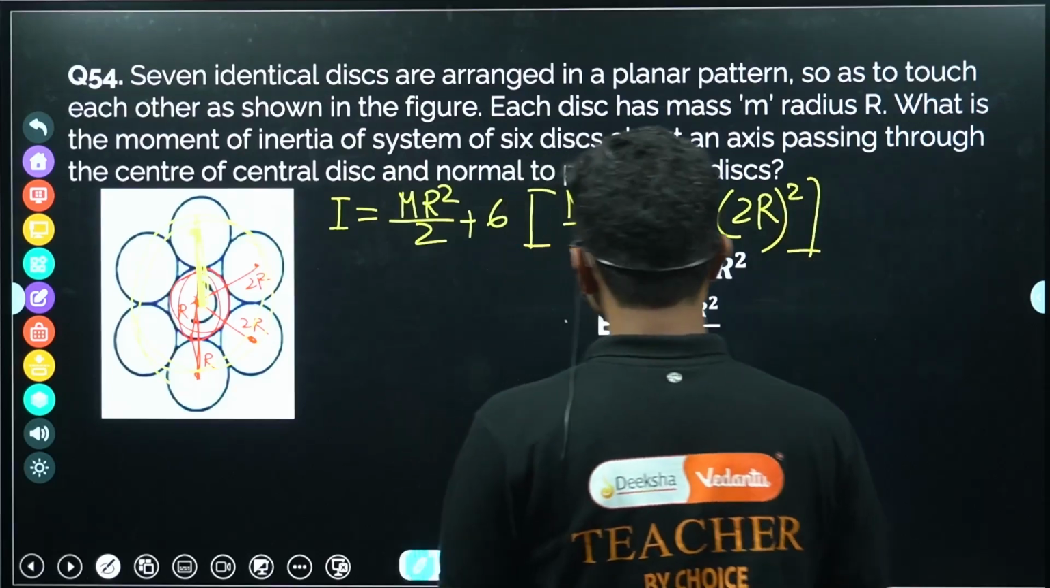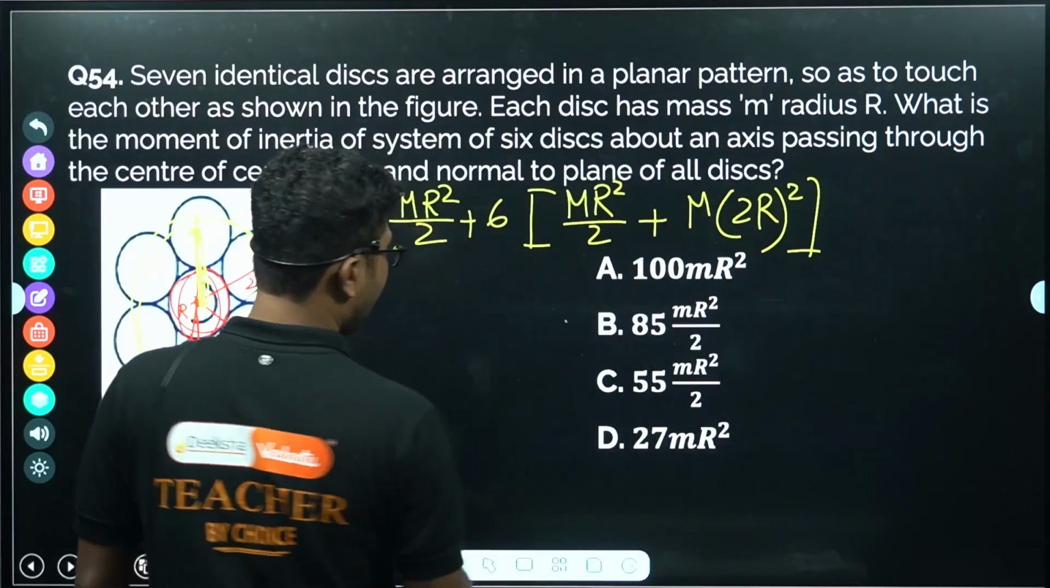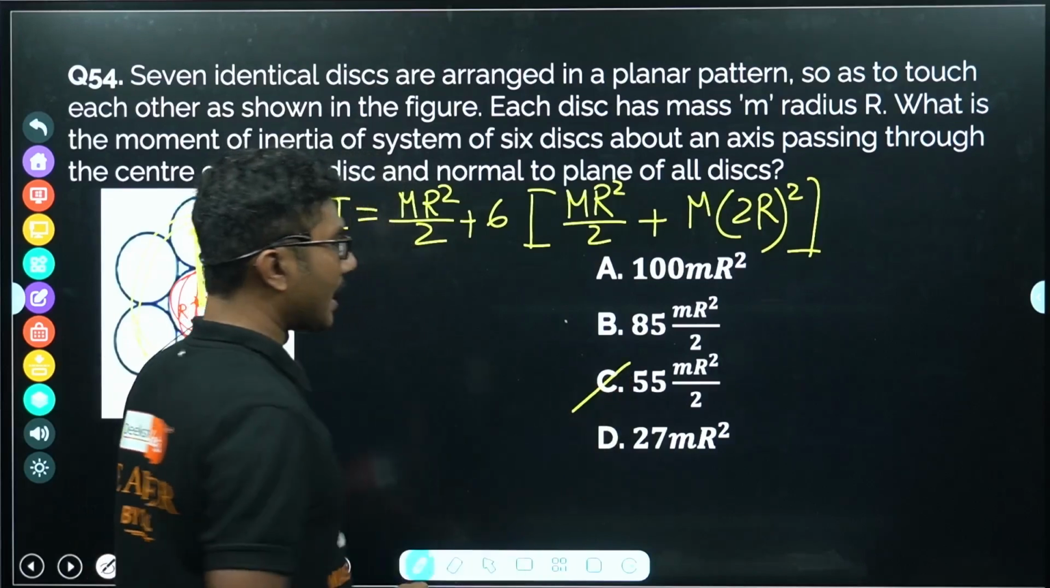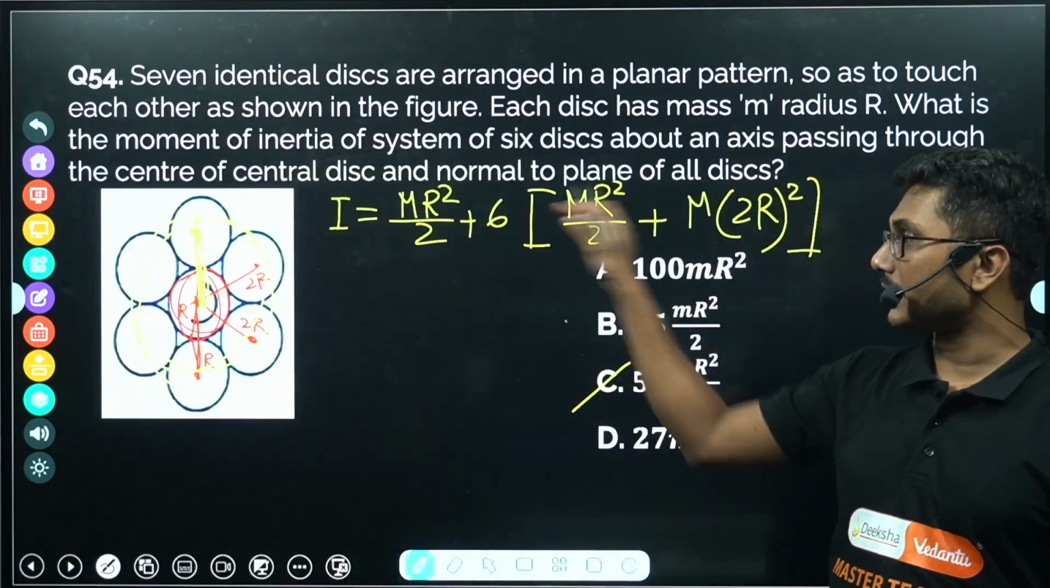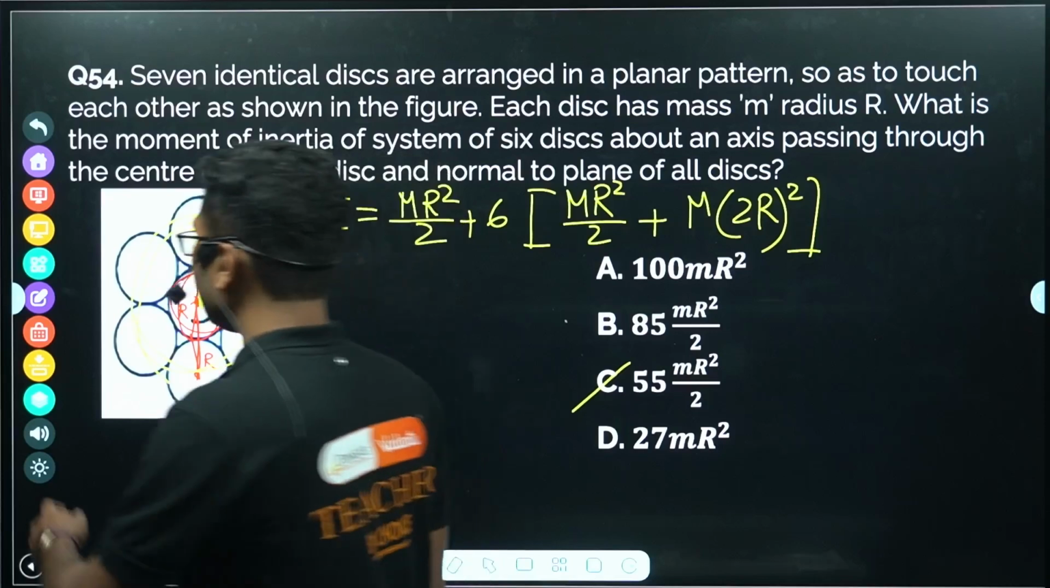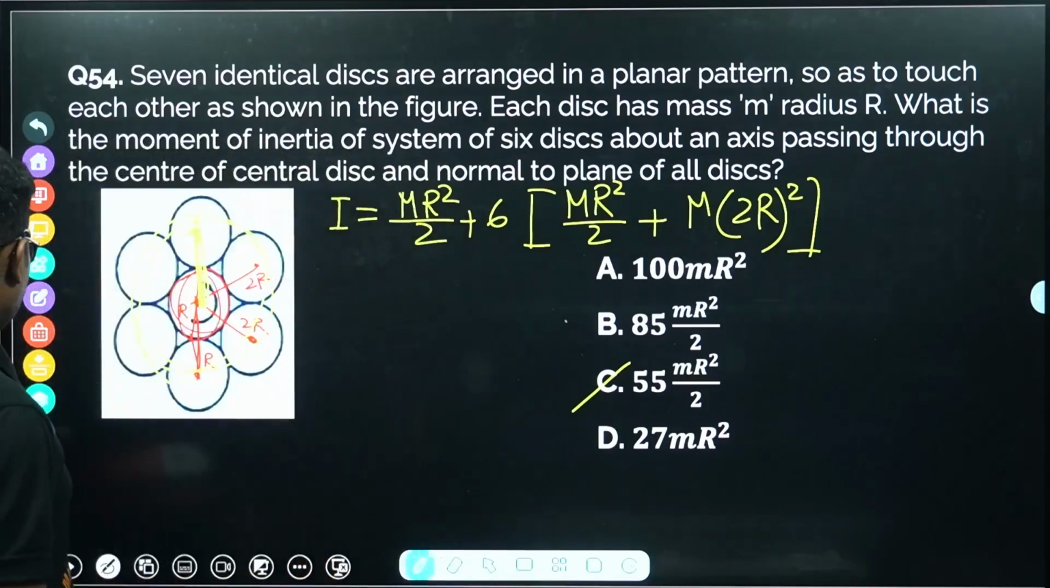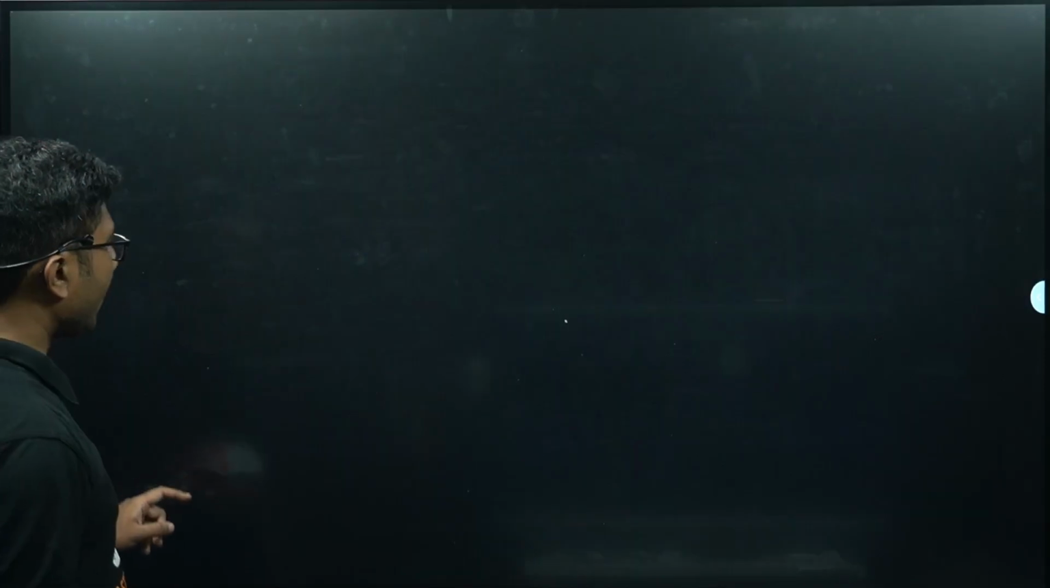Okay. So, you can calculate that, it will come out to be 55 by 2 mr square. This is not included in your syllabus, you can calculate that. This part is the main thing that we have solved. You can check that and let me know if you have any doubt.